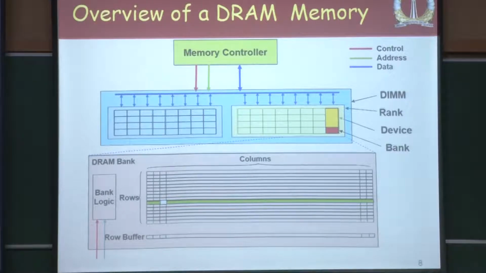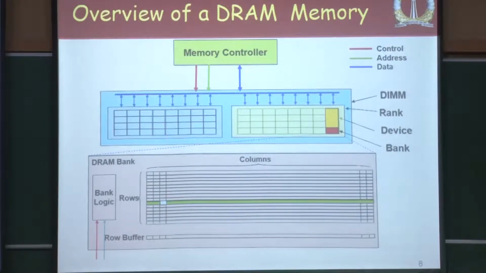You could also say that I do not want to access a byte, I want to access a word, or I want to access a cache line which is 64 bytes or 128 bytes depending on what your cache line size is. Then within that row, a contiguous set of locations is basically what is going to be accessed.